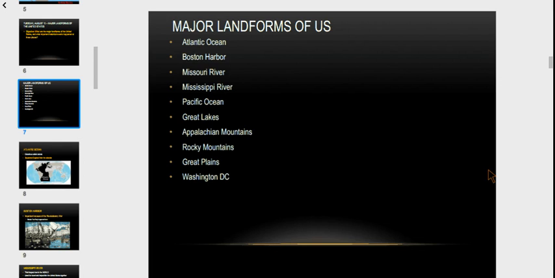Here's what the slide layout is going to look like for this session. I'm going to start with Atlantic Ocean, proceed all the way down through Washington, D.C. You're going to see the title of the landform. You're going to see the location of it, or a picture. And then you're going to see why it's important or what American historical event is related to it. Okay?